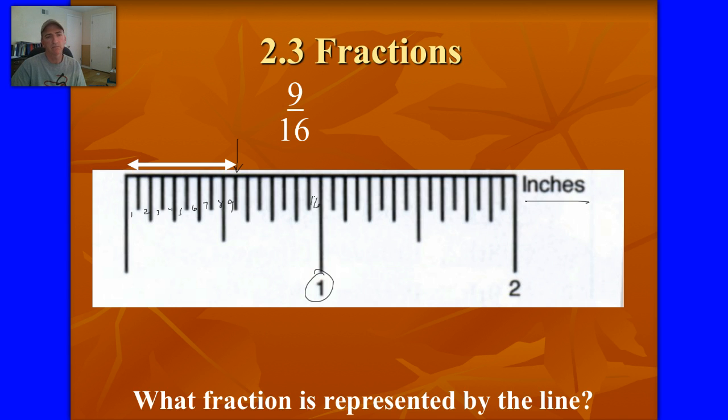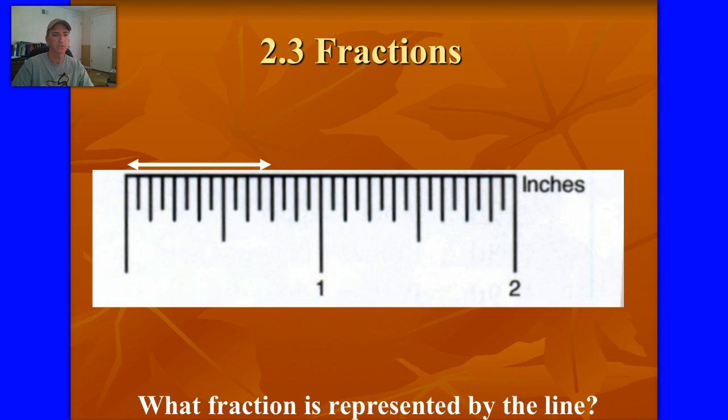Okay, so that's my measure there. I have 9/16. And that's how we do that. That's how the ruler works. I changed it up a little bit right here. If we did the same thing, we still have 16ths. And this time we have 12 out of 16.